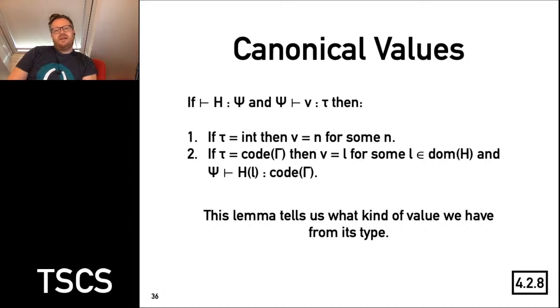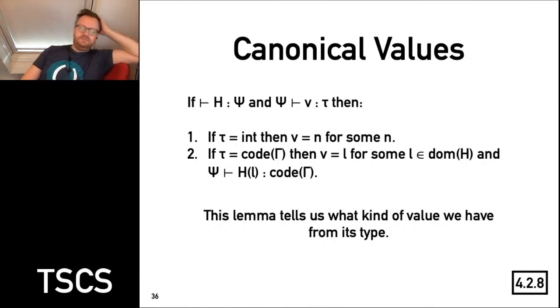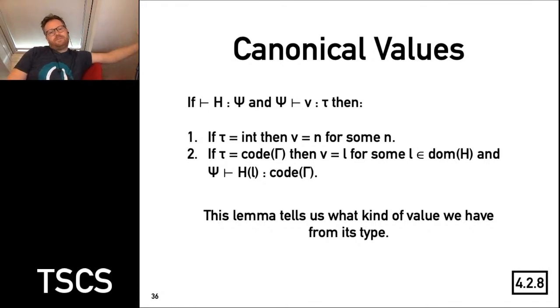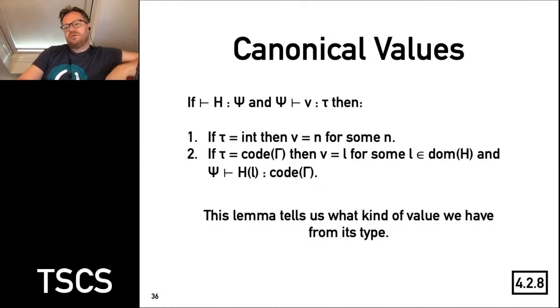for some L in the domain of H, and it must be the same that in the heap typing the heap location of L is then typed as code of gamma. Yeah. And this lemma tells us basically what kind of value we have from its type. So we can either have integer or code typings on the heap.